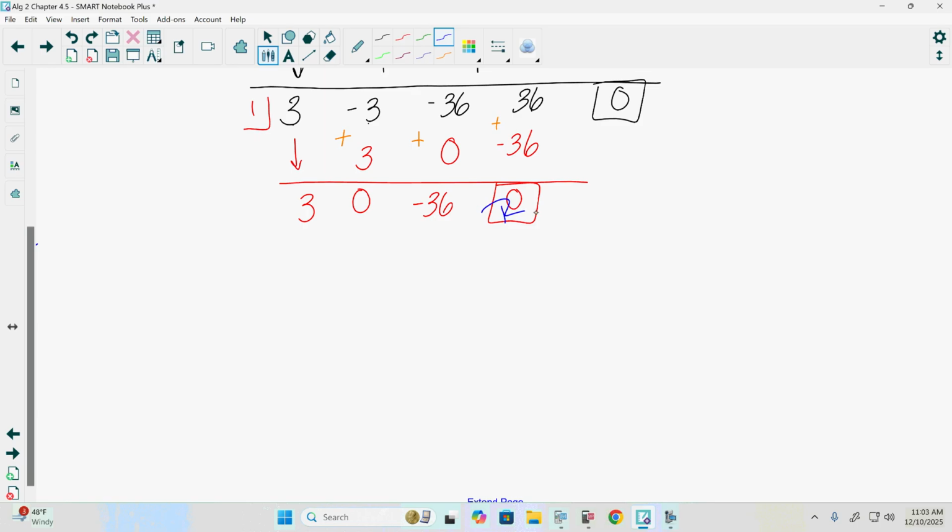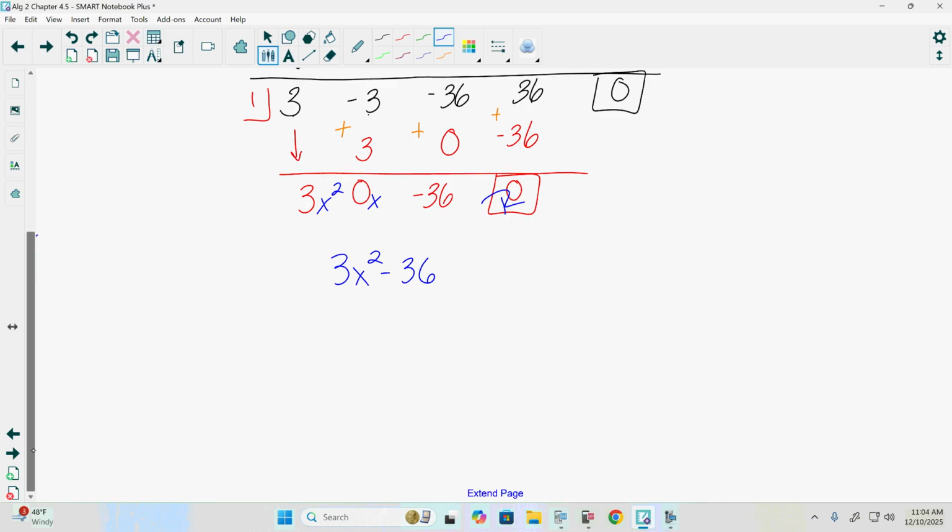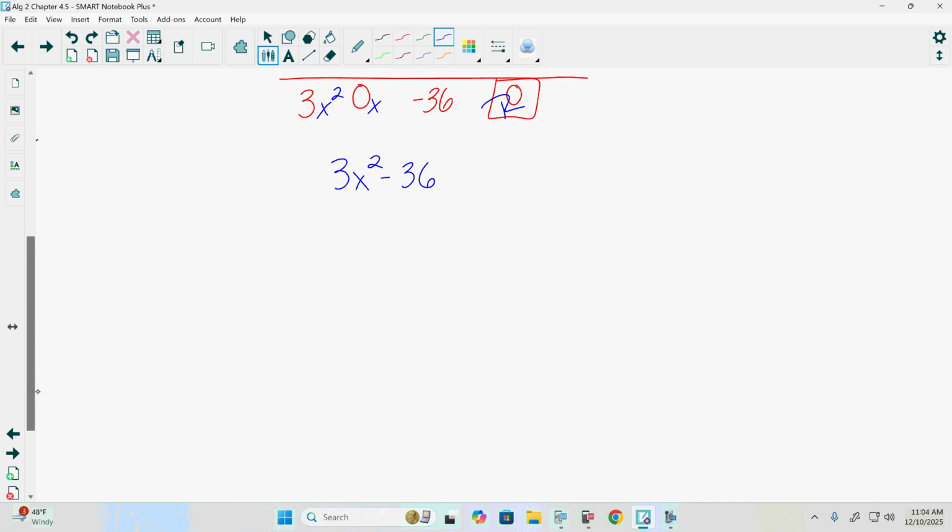Now we do need to fill our variables back in. The negative 36 is our constant term, our term without x. The 0 would be the term with x, and our 3 would be our term with x squared. We keep increasing that exponent as we have terms. So it tells us our final expression, once we did this division twice, is 3x squared minus 36. And again, we're wanting to solve this. We're wanting to see what values of x is going to make this equal 0.